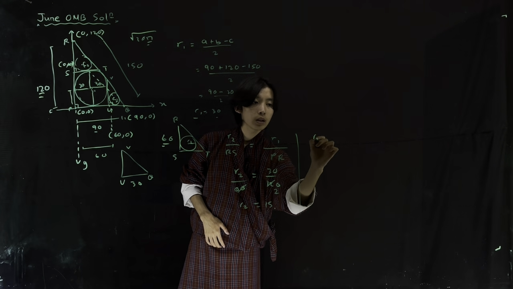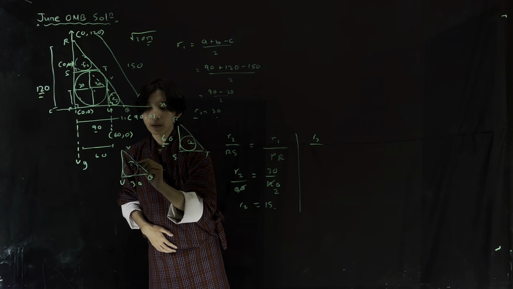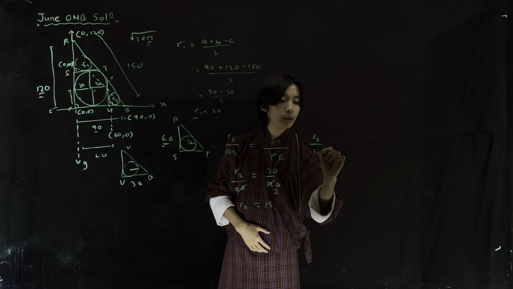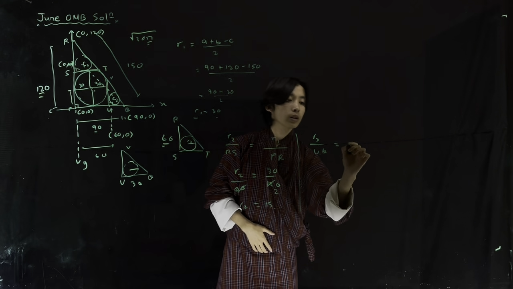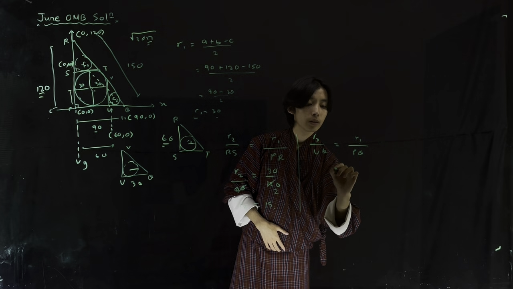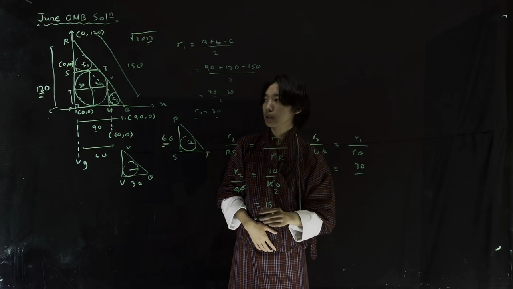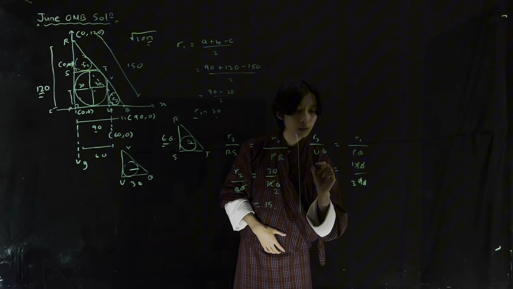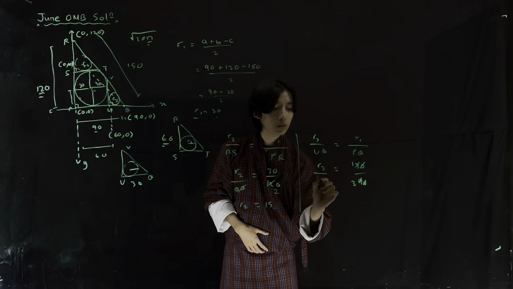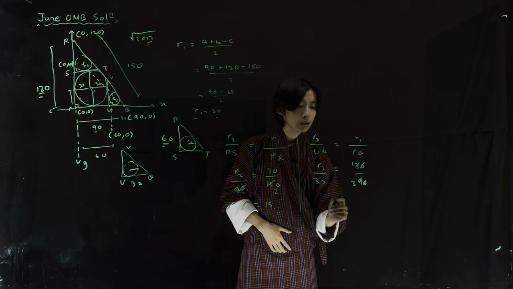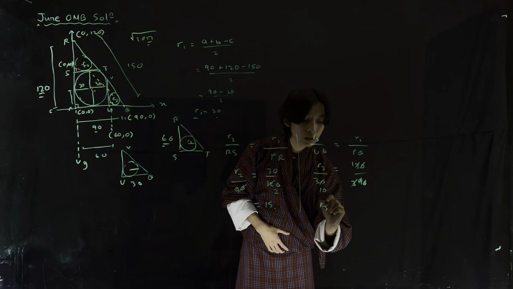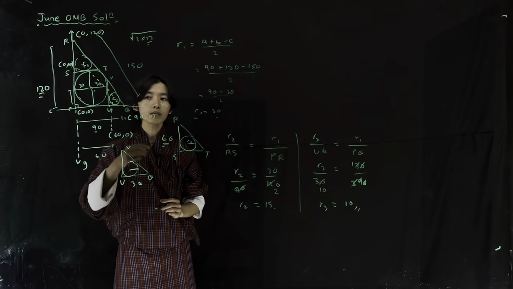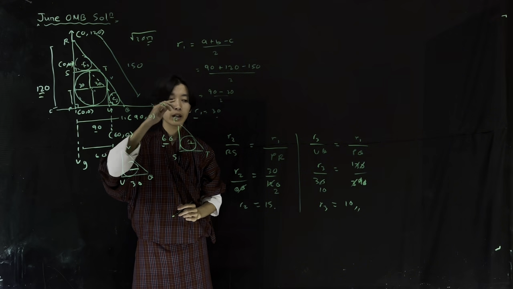So we can compare R3. We are trying to find the inradius of this circle, right? So that's going to be R3 by UQ, which equals R1 by PQ of the bigger triangle. R1 is the known value 30 divided by PQ, which is 90. So R3 by UQ equals 30 by 90, so 3 times R3 is 30. When we cross multiply, we get R3 as 10. So we got the inradius of circle 3 as 10.